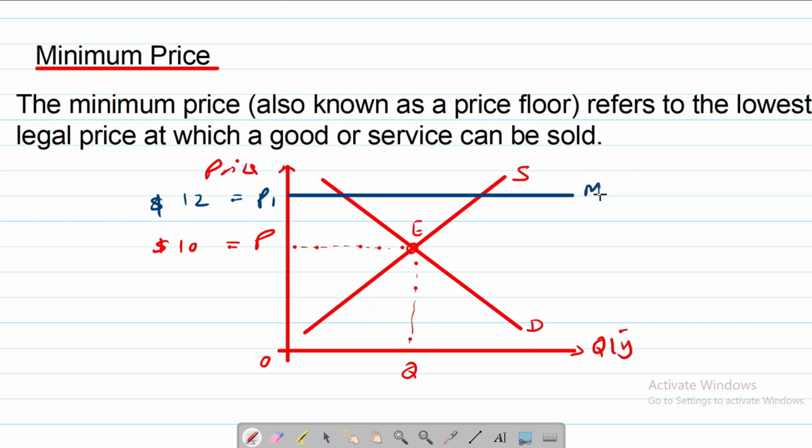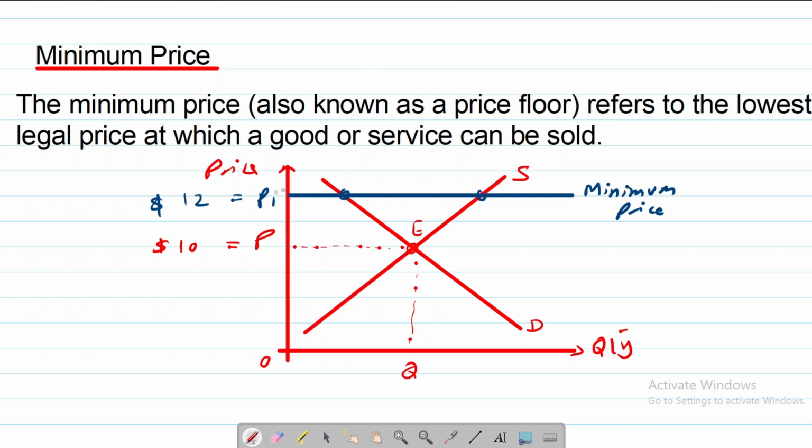So this is minimum price. Although the name is minimum, this price is above the equilibrium, keep in mind. Here minimum means minimum limit. You can charge more than this but not less than this. So I'm repeating this for you so that you understand and keep it in mind perfectly.